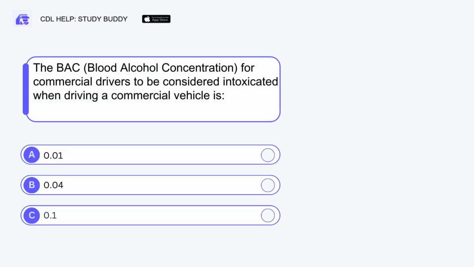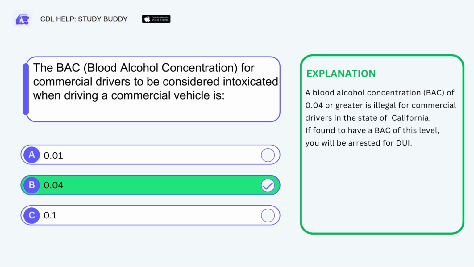The BAC, blood alcohol concentration, for commercial drivers to be considered intoxicated when driving a commercial vehicle is: a blood alcohol concentration, BAC, of 0.04 or greater is illegal for commercial drivers in the state of California. If found to have a BAC of this level, you will be arrested for DUI.